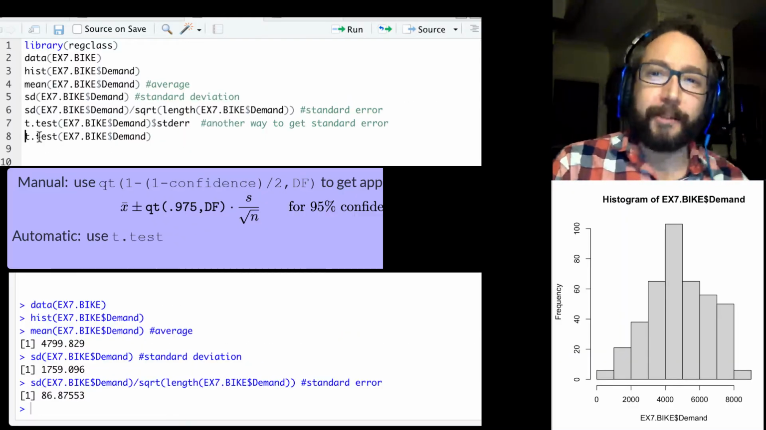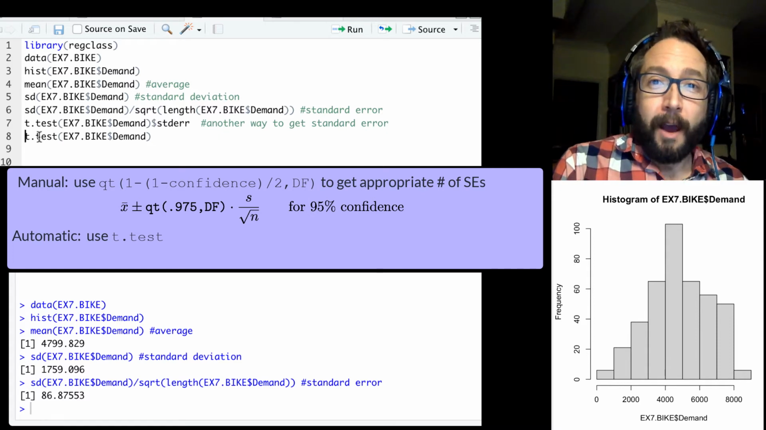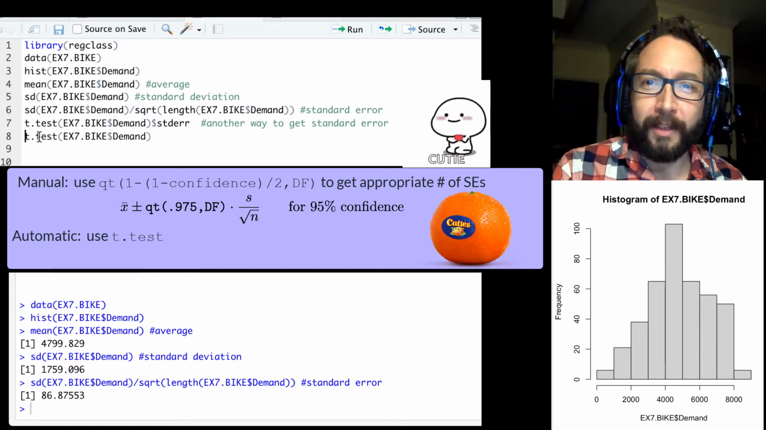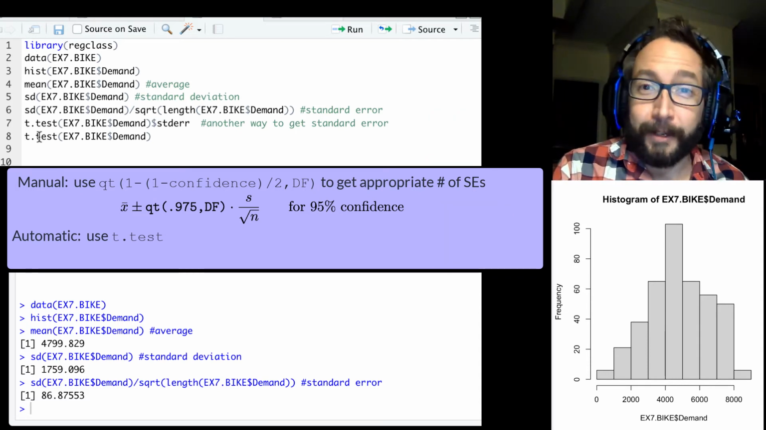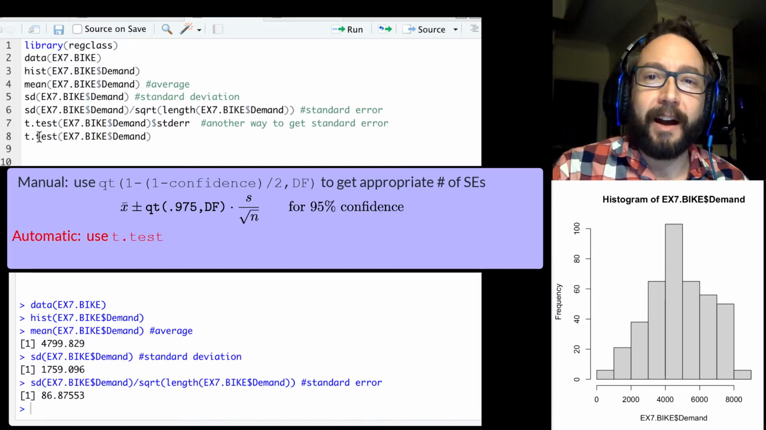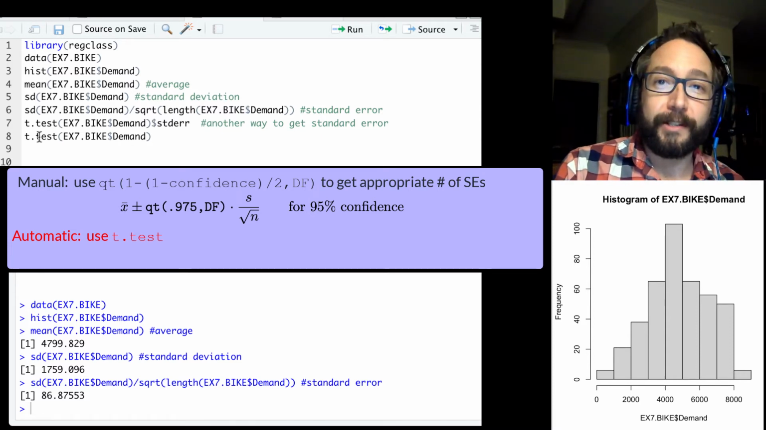So it's possible to get that number of standard errors that we need to move away from x bar with the qt function, kind of fun to say and fun to work with, if we ask for the correct percentile with the correct degrees of freedom. But since this is such a common procedure, we're just going to rely completely on t.test to come up with a confidence interval for us.